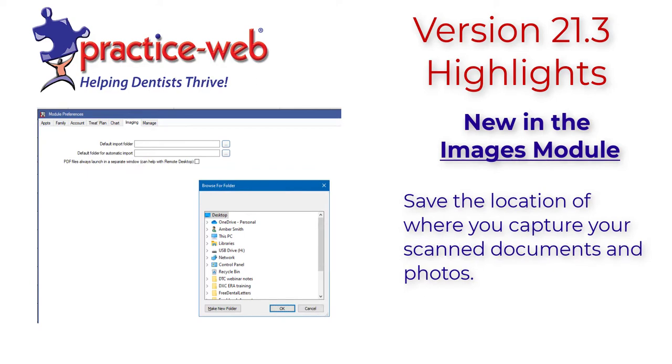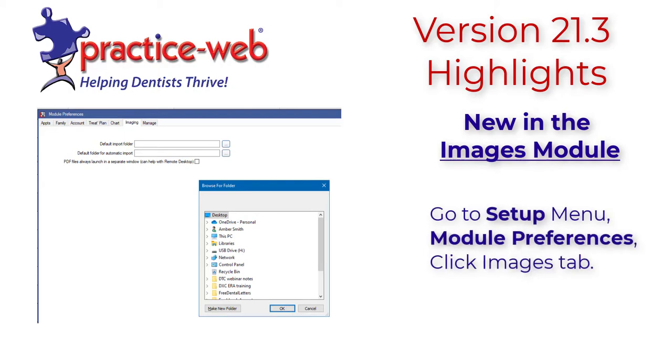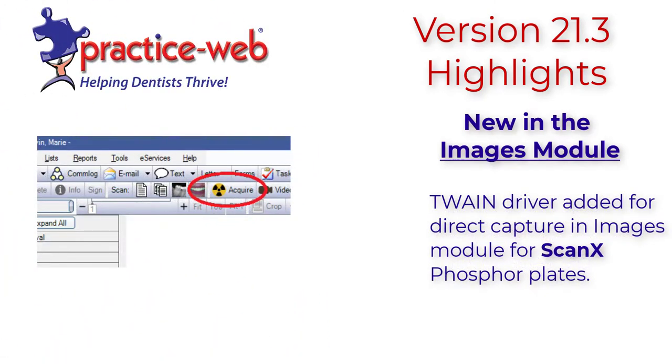Browse buttons have been added for the default import folder. This will help you save time from searching if all your scanned items and photos are stored in the same place. You can find this setting under the Images tab in Module Preferences. If you use ScanX phosphor plates, there has now been a Twain driver option added so you can do direct capture into PracticeWeb.